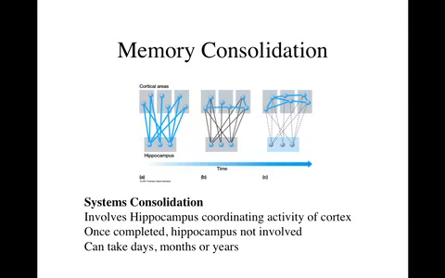A more solid form of consolidation that can last a lot longer, perhaps a lifetime, is systems consolidation. This is where the hippocampus coordinates activity within the cortex, offloads the memory from the hippocampus into the cortex, and then reprograms the cortex to hold that memory. Once it's in the cortex, it can last a lot longer. This type of consolidation doesn't happen in minutes. It happens over days, months, or even years.